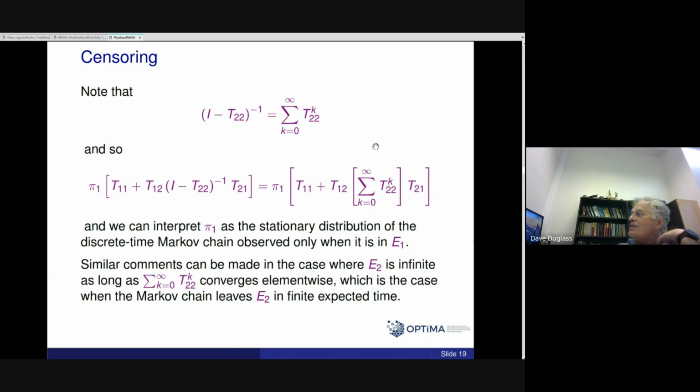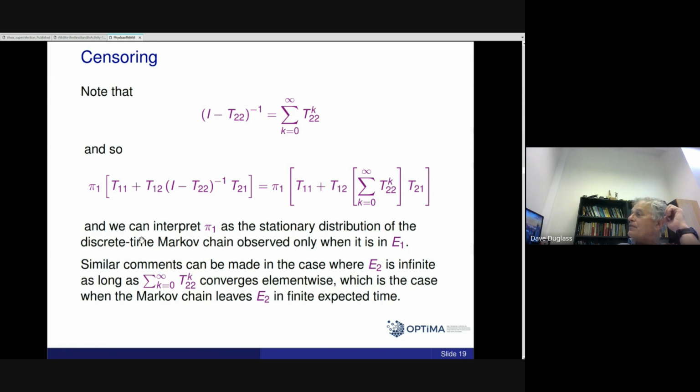Now imagine you couldn't see what was going on when you're in E2. So you're just sitting in E1 and you can only see the states in E1. So you don't know what's happening in E2, and you just think of this transition as happening instantaneously. That's the Markov chain, the discrete time Markov chain observed only when it is in E1.